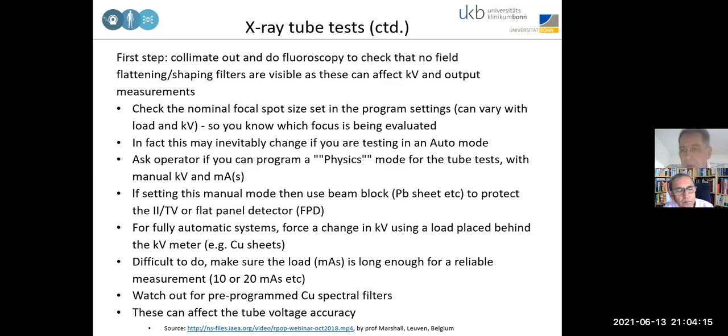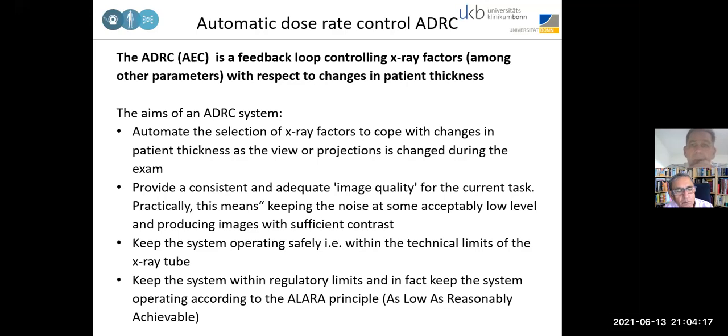Again, thanks to Mr. Marshall. So what do we do then? It's the automatic dose control rate, the ADRC. This is usually a feedback loop controlling the X-ray factors, among all other parameters, with respect to the change of the patient thickness. That's something you may know as the AEC, automatic exposure control. Automatic selection of the X-ray factors copes with the changes in patient thickness as the view of the projection is changed during the exam.